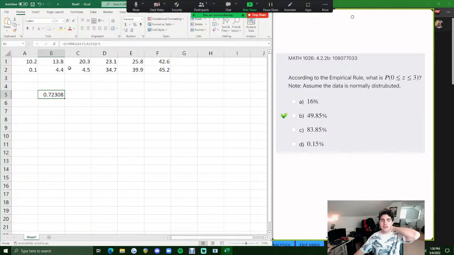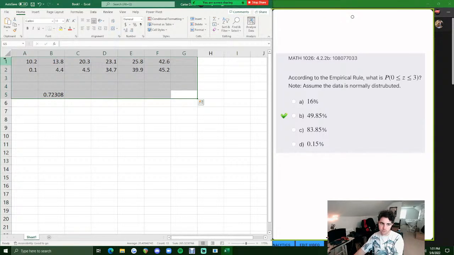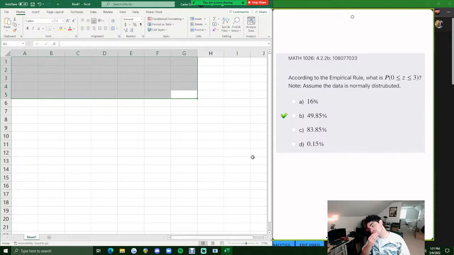In this problem, they ask us to use the empirical rule to find basically the probability or the proportion of the data that's between z values 0 and 3.